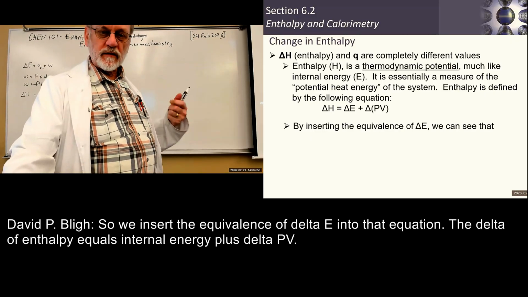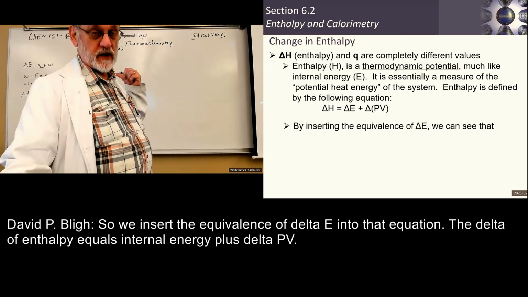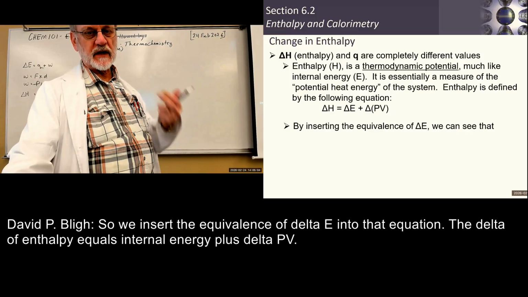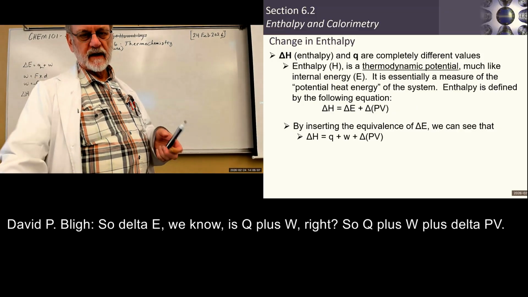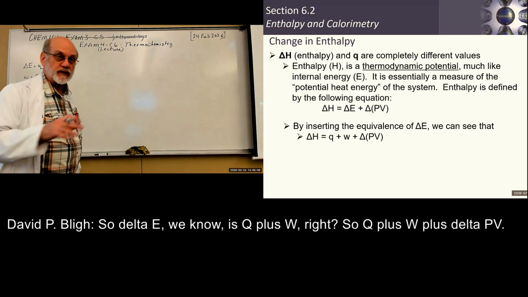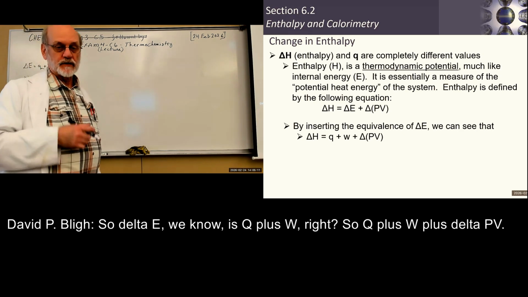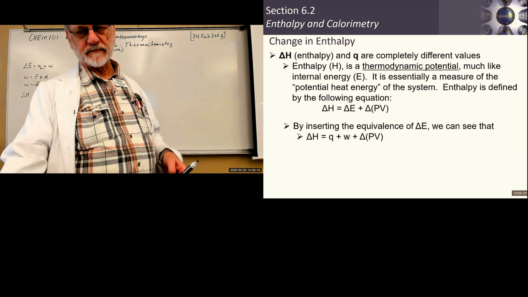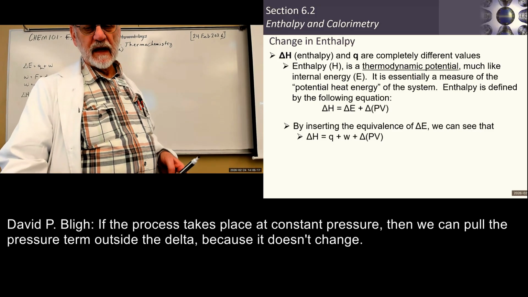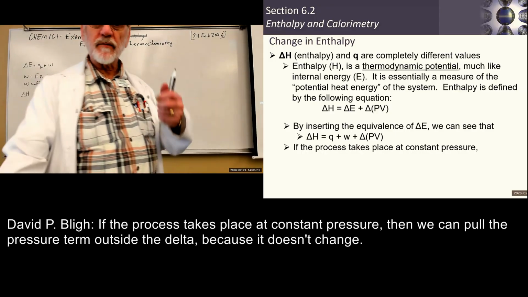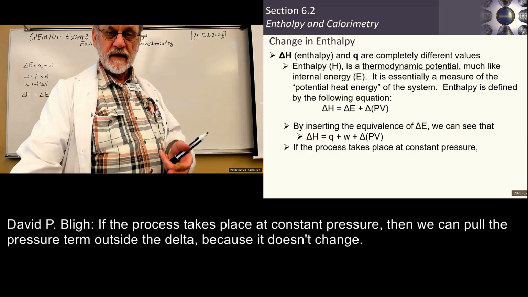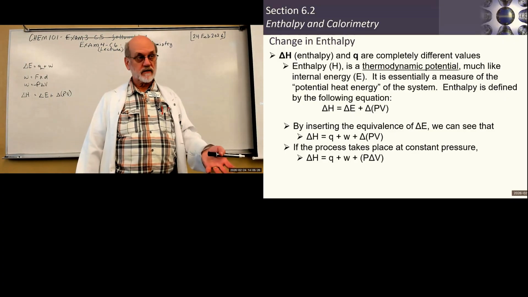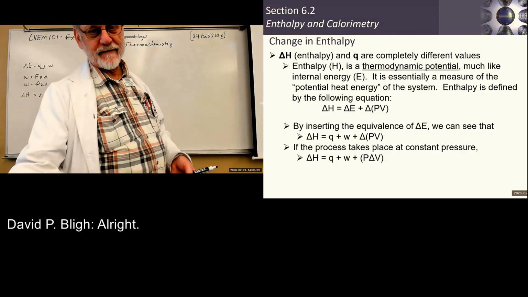So we insert the equivalence of delta E into that equation. The delta enthalpy equals internal energy plus delta PV. So delta E we know is Q plus W, right? So Q plus W plus delta PV. If the process takes place at constant pressure, then we can pull the pressure term outside the delta because it doesn't change.